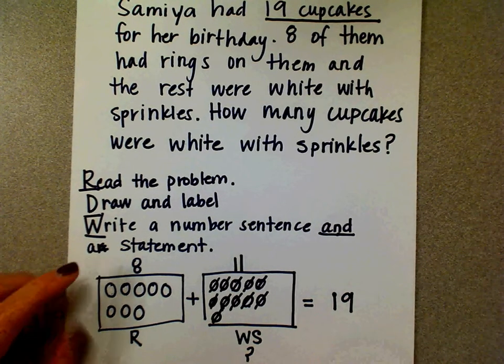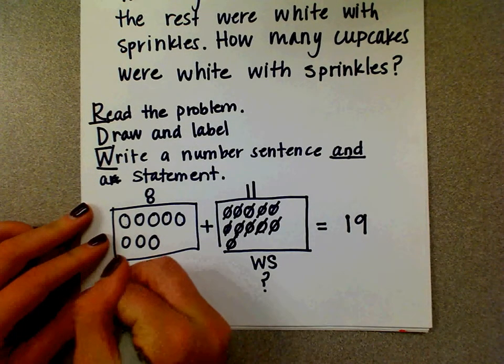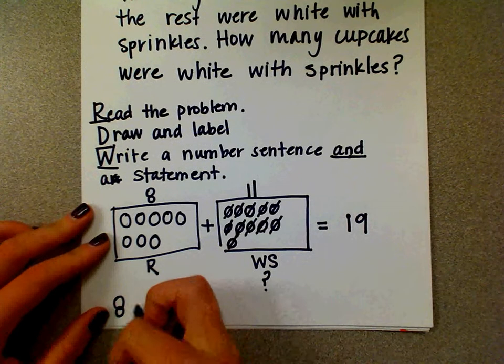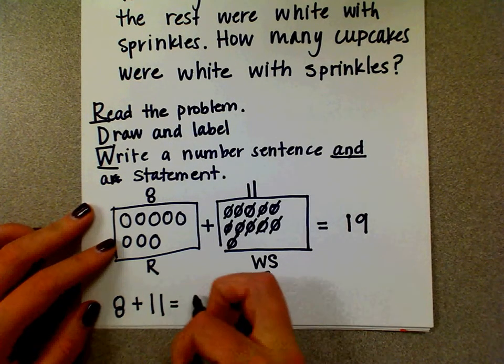So I'm going to do that right here. I know that 8 cupcakes with rings plus 11 cupcakes that were white with sprinkles equals 19 cupcakes.